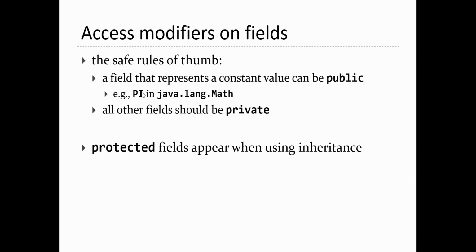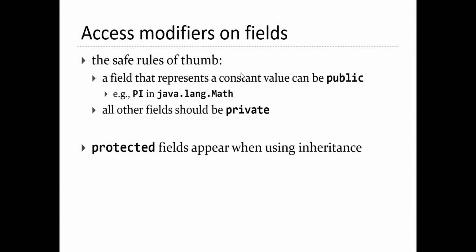Okay, so the rule of thumb that you should use for now, your field should always be private unless that field represents a constant value that is meaningful to the class. So, for example, in the class Math, there's a field called PI that represents the mathematical value of pi. It makes sense to make that public because other people are going to want to look at that. Other people are going to want access to that value.